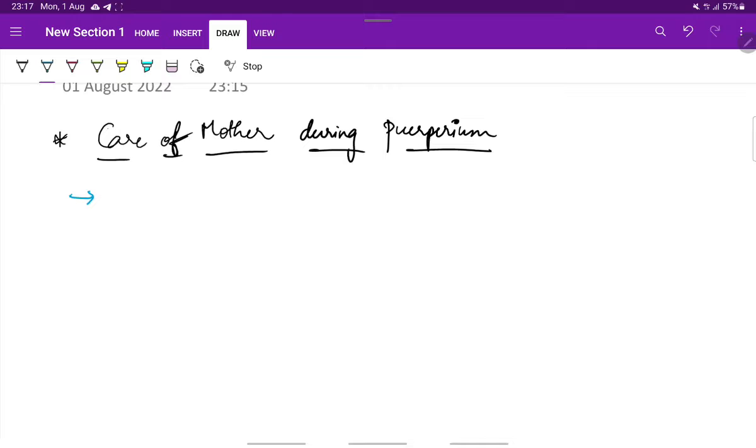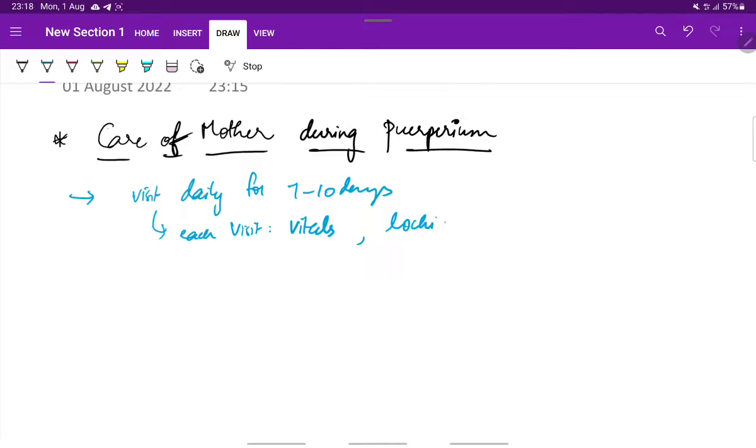So, coming to the care, the patient should be visited daily for 7 to 10 days, and at each visit the vitals of the patient, the lochia, involution of the uterus, the state of perineum and the state of bladder should be checked out.